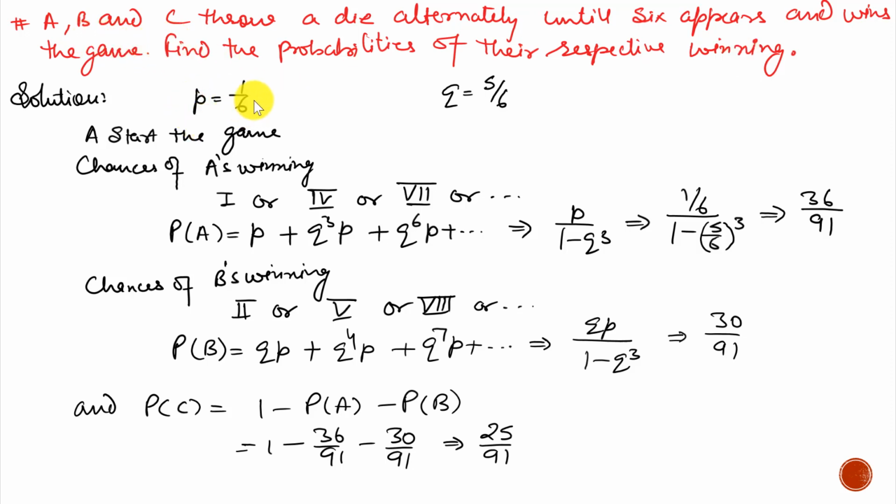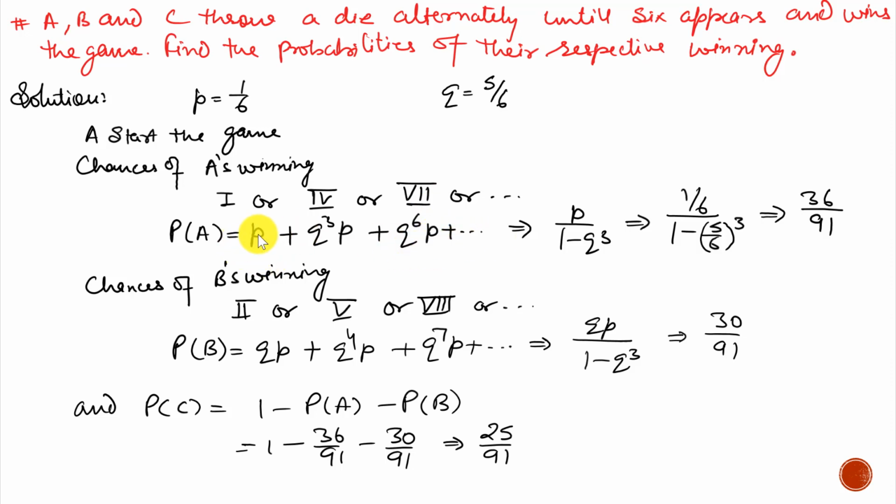The probability of winning is 1 by 6 and the failure is 5 by 6, because the probability of 6 is 1 by 6 and the probability of non-6 is 5 by 6. A starts the game. So the chance of A winning is on the first chance, or fourth chance, or seventh chance and so on. So the probability of A on the first chance is P. Fourth means 3 failures then success. Seventh means 6 failures then success and so on.